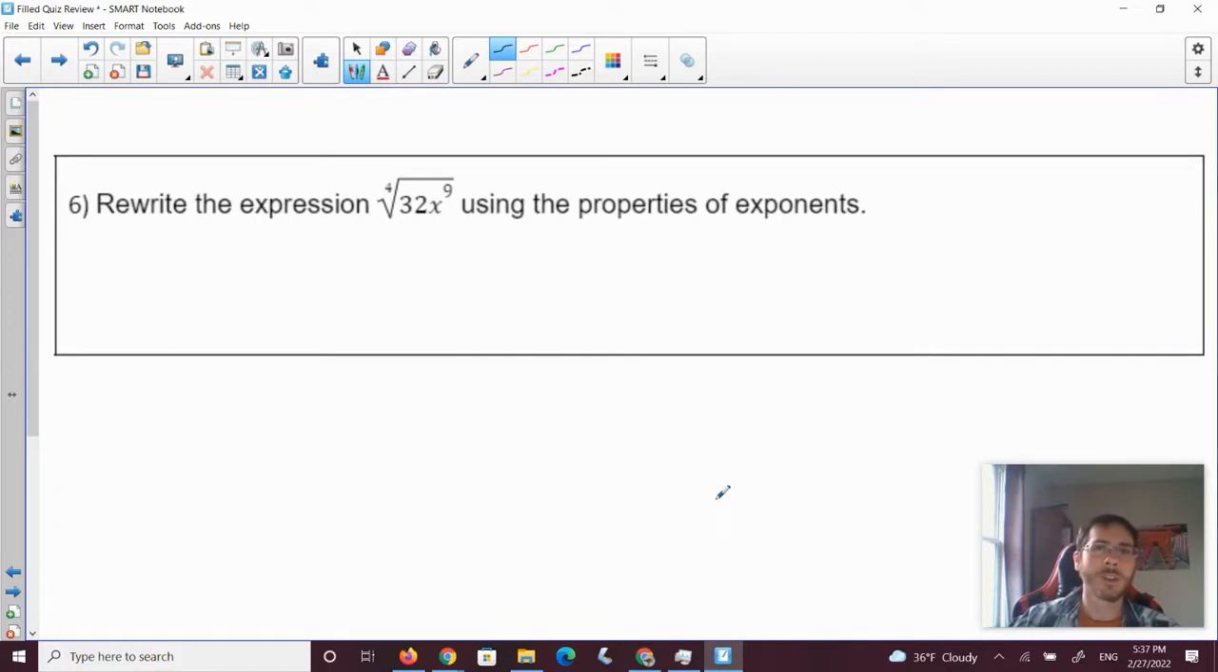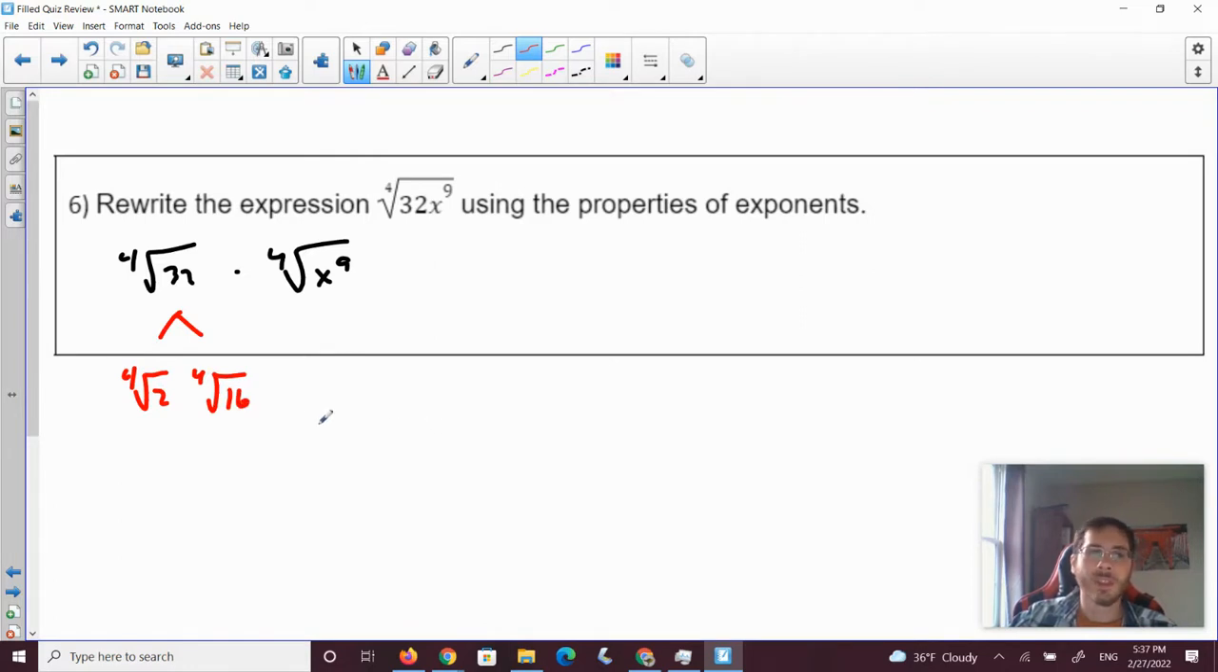For number 6, rewrite this expression using the properties of exponents. So what we want to do is rewrite this as 32, we want to try and break that down. So we'll go fourth root of 32. And we got the fourth root of x to the 9th. So for my properties of exponents, this is going to be a lot like one that we just did. We don't know the fourth root of 32, but we could split it up into the fourth root of 2 and the fourth root of 16. So just like the other one, this one's going to be plus or minus 2. So that'll end us with, just like the last one, plus or minus 2, fourth root of 2.